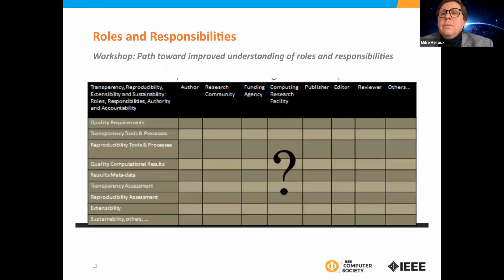So next slide, please. This table is notional, but it's meant to evoke the sense that there are these kinds of activities down the left column, establishing quality requirements, transparency tools and processes, and so on. And then across the top are the stakeholders, people who can either need them or provide them, or can incentivize them or give a reward for doing good work. And so the conversation that we'd like to have in this workshop is around how do we fill out these boxes. Next slide, please.